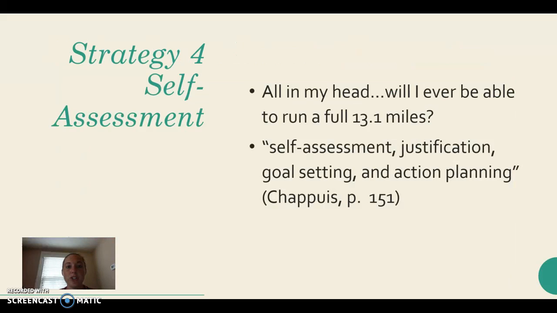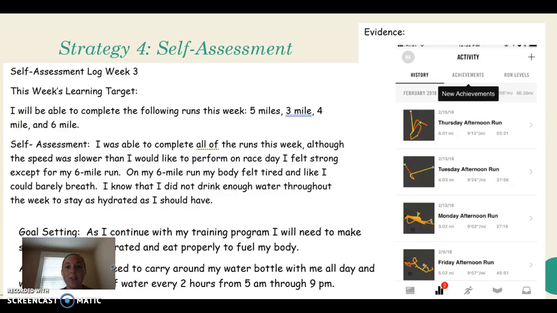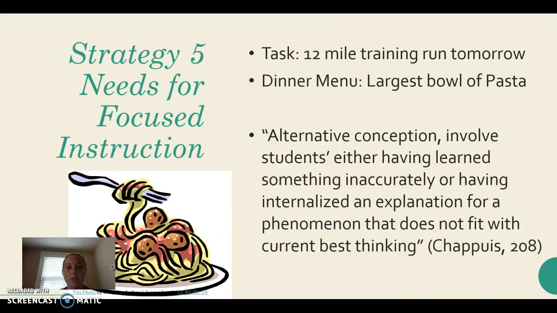In strategy 4, which is self-assessment, we must be able to self-assess ourselves, justify providing with evidence, establish a new goal, and develop an action plan. When something's all in my head, will I ever be able to run a full 13.1 miles? I must be able to self-assess where I've been and where I'm going. I can ask myself what I did last week, provide evidence using my app, establish a new goal, and provide myself with an action plan in order to move forward to be successful.